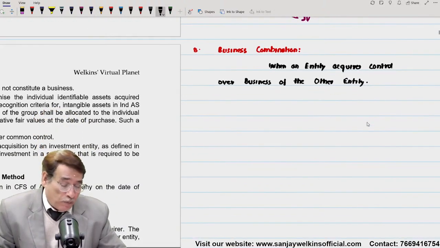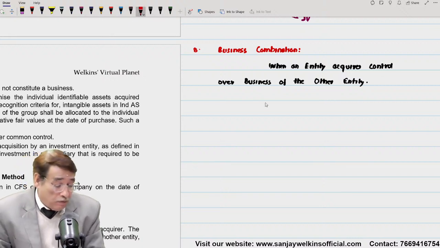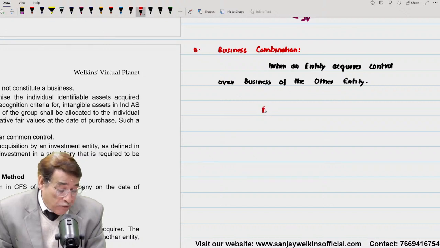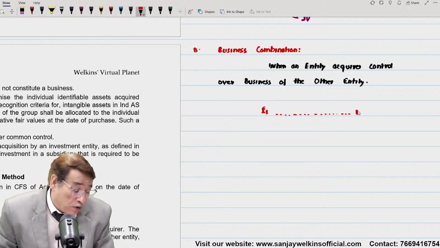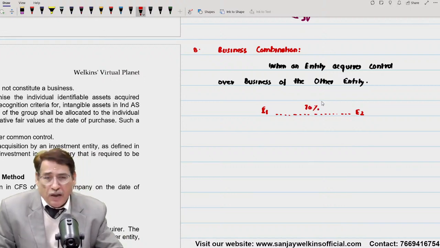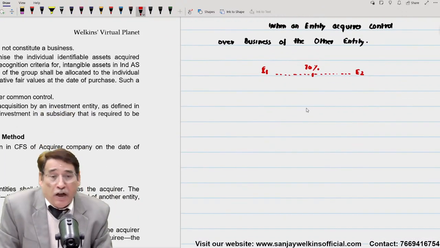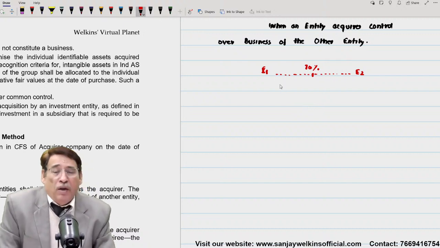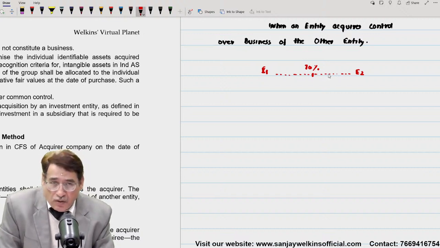Try to understand this particular point. For example, let us say there is E1. I have a habit of taking E1; you can take any other. Let us say E1 has got control over E2 because it acquired 70% stakes in E2. So when we say E1 has control over E2, indirectly it means we have got the control over the business of E2. Is it clear to you or not?